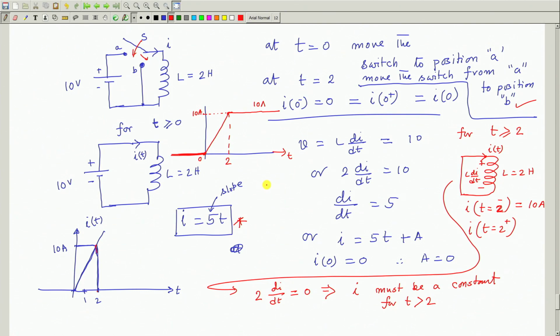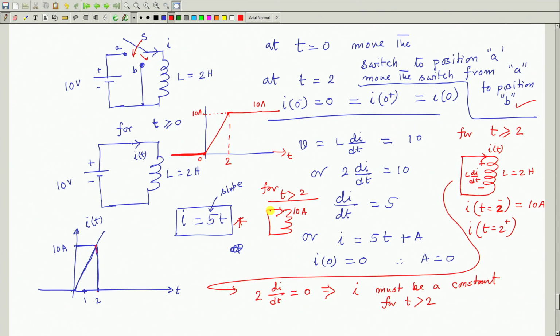So, for t greater than 2, this will be shorted and this current will circulate. Is the KVL equation violated? No. Why? Because it is a constant current, voltage between these 2 points is 0, L d/dt of 10 will be 0, and the same current circulates.